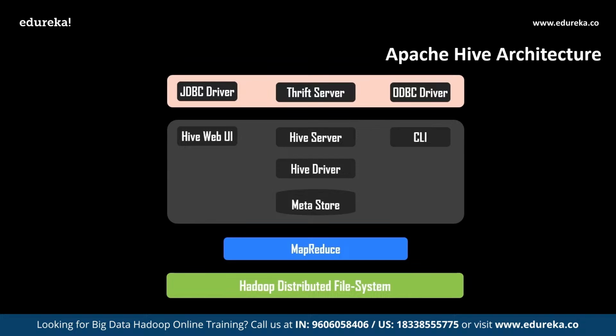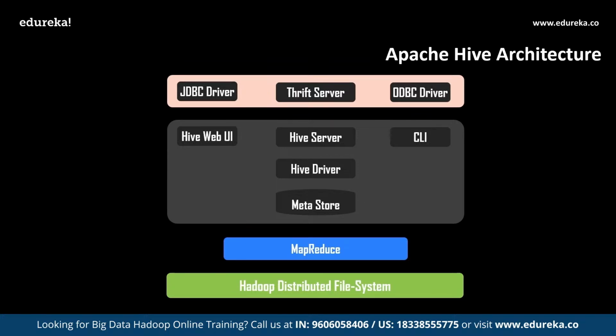Followed by that, JDBC Driver. It is used to establish connection between Hive and Java applications. The JDBC driver is present in the class org.apache.hadoop.hive.jdbc.HiveDriver. Finally, we come to ODBC driver. So what exactly is ODBC driver? ODBC driver allows the applications that support ODBC protocol to connect to Hive. Followed by that, we have the Hive services.